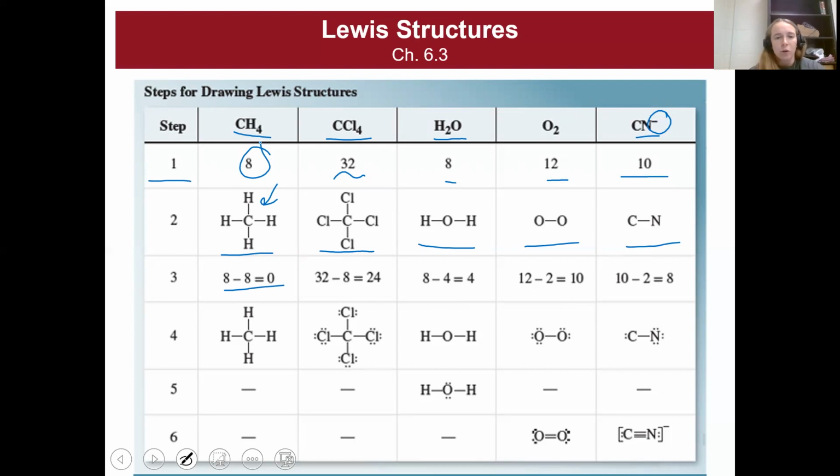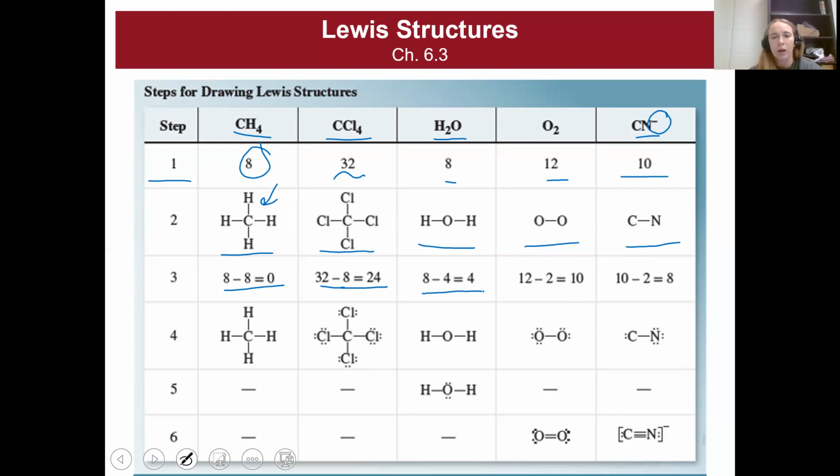So we made 4 bonds in our carbon tetrachloride molecule. So that is 8 electrons. So we subtract 8 electrons off from our starting number, and we now have 24 left to continue drawing our Lewis structure. Same thing with water here. Now we have 2 bonds, so that's 4 electrons. We subtract that off, and we've still got some to play with.